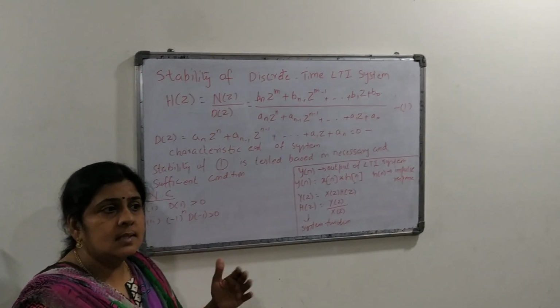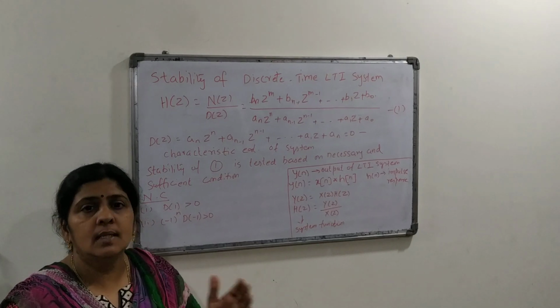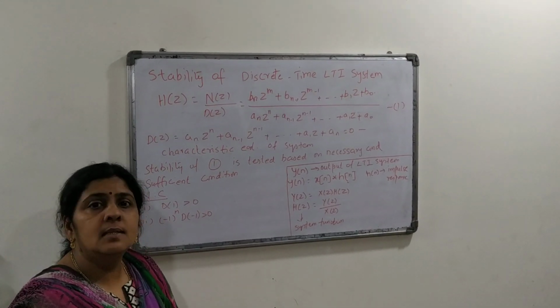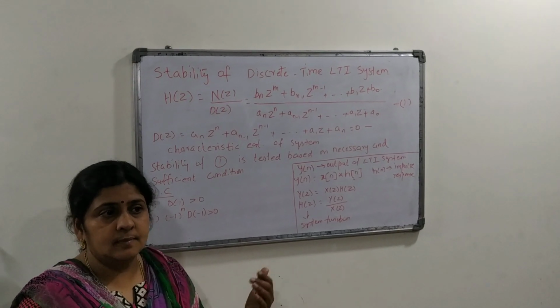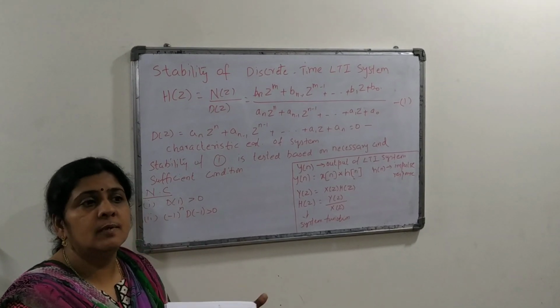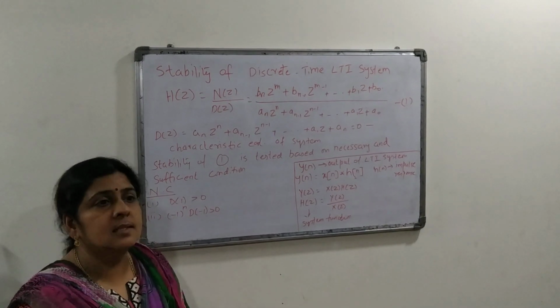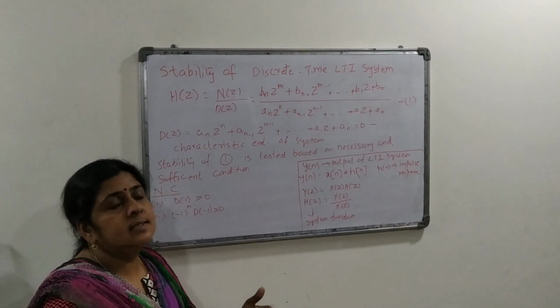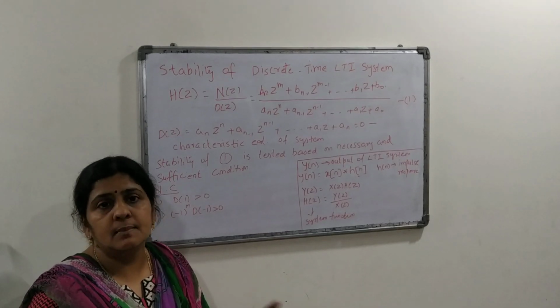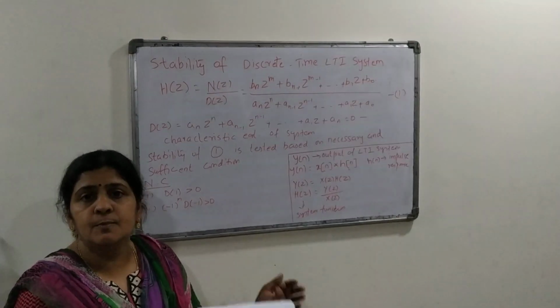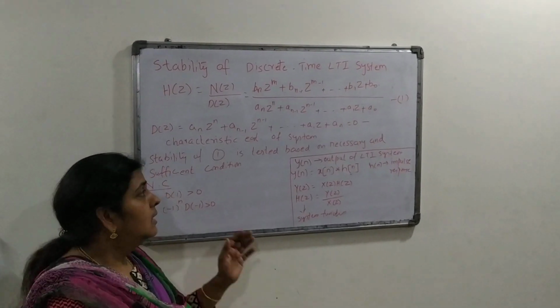Linear time invariant means the system should be linear, that is, it should follow the principle of superposition and the principle of homogeneity. Then we say it is linear. Next is time invariant. It should not differ with time, that means the delay and the response must be equal, right?